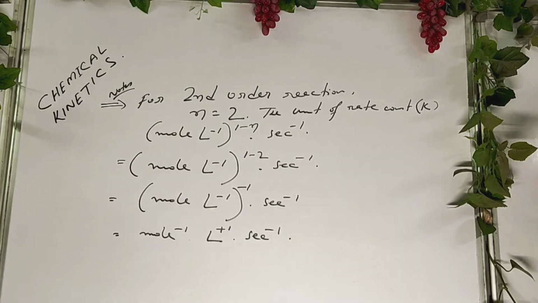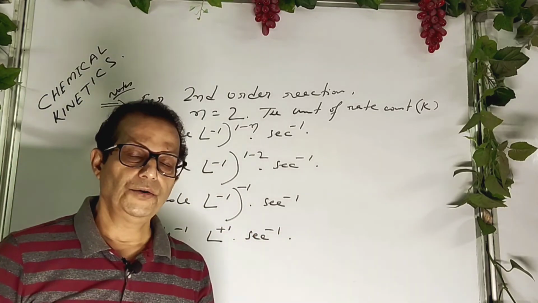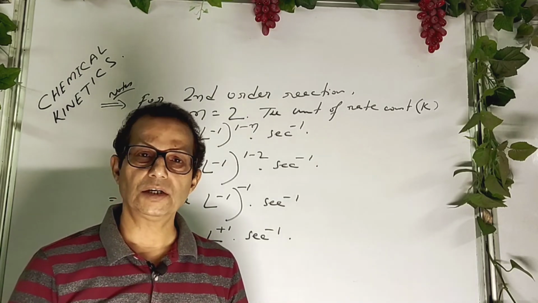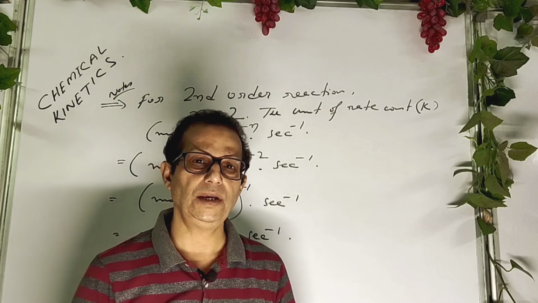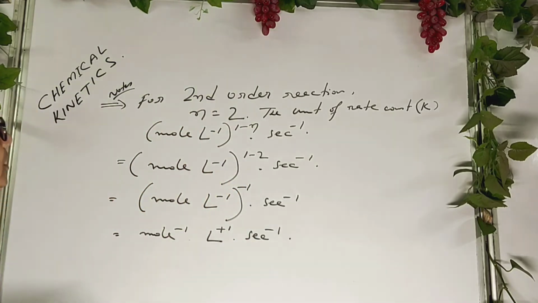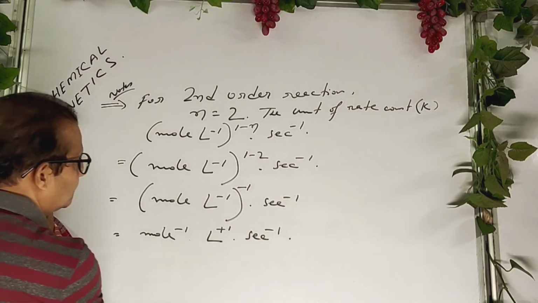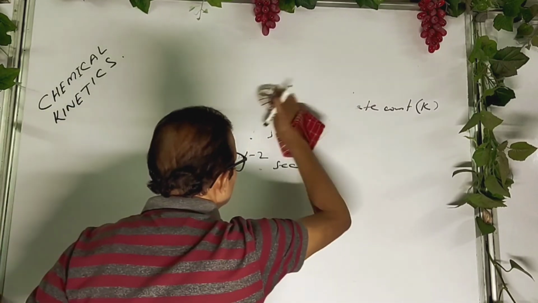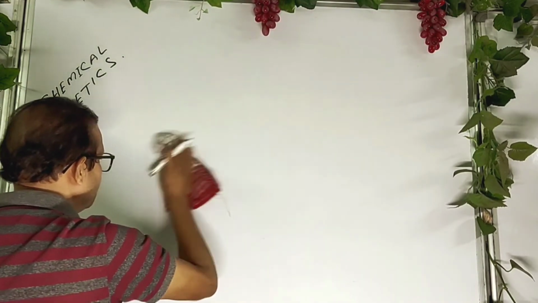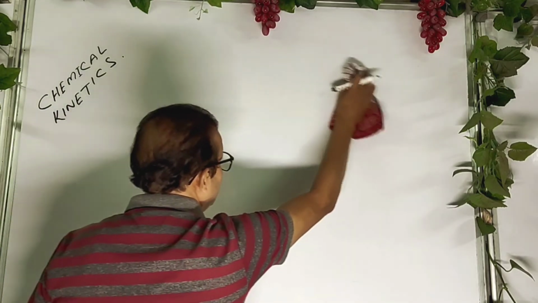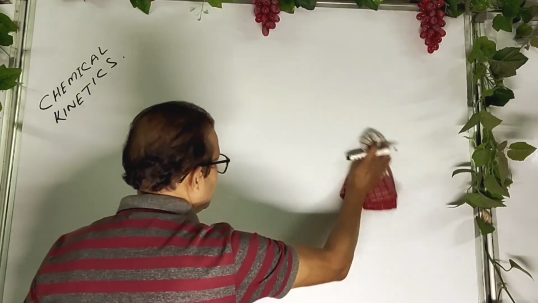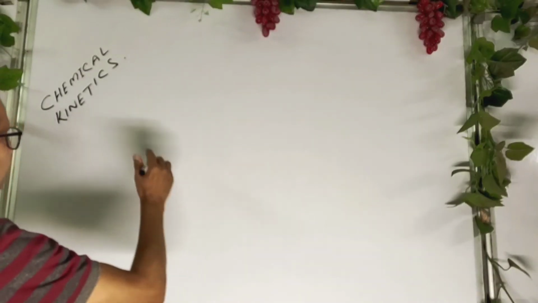This is the answer. In a similar way, find the unit of rate constant for third order reaction and for zero order reaction, okay. Now write one question. I think you understand. Whenever you watch my video, go with me. That is, keep one pen and exercise copy and follow me.